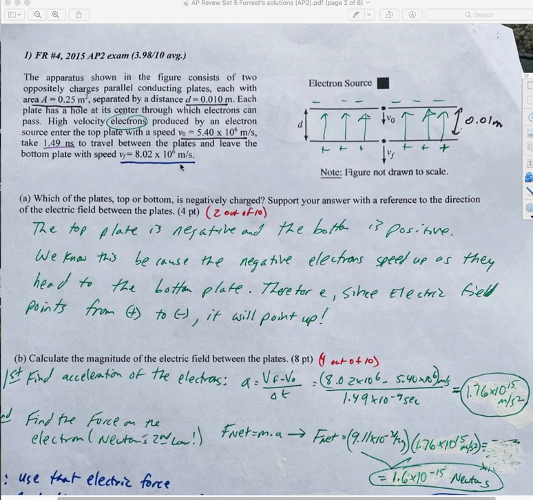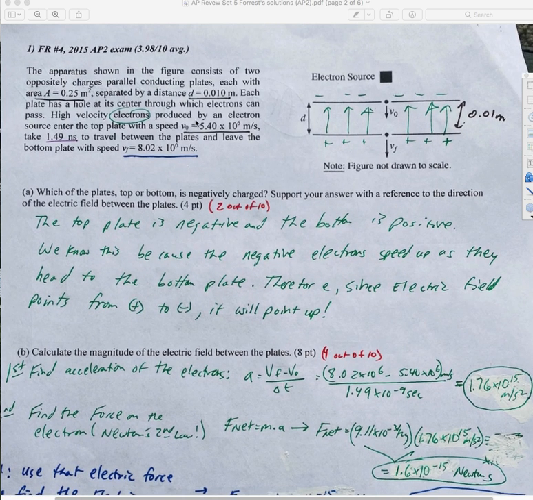All right, with that being said, for this one, you've got an area of each plate, which is given, a distance between the plates. It says high velocity electrons are shot through here. They have an initial velocity of this, final velocity of this. It takes 1.49, and you need to know that that's nanoseconds, to get through. So nano is 10 to the negative 9th. So have somewhere where you know those prefixes and can look them up quick.